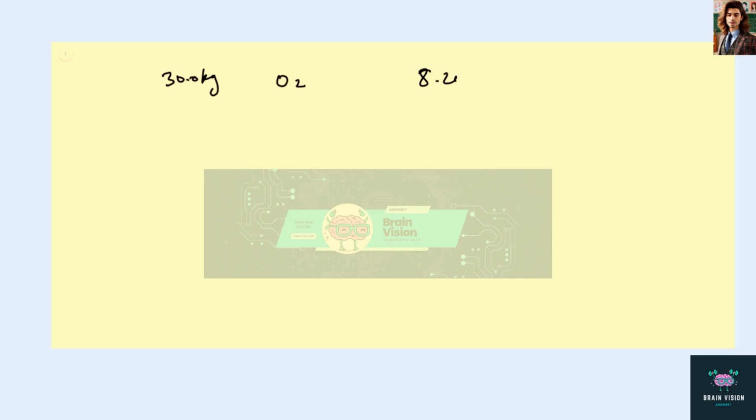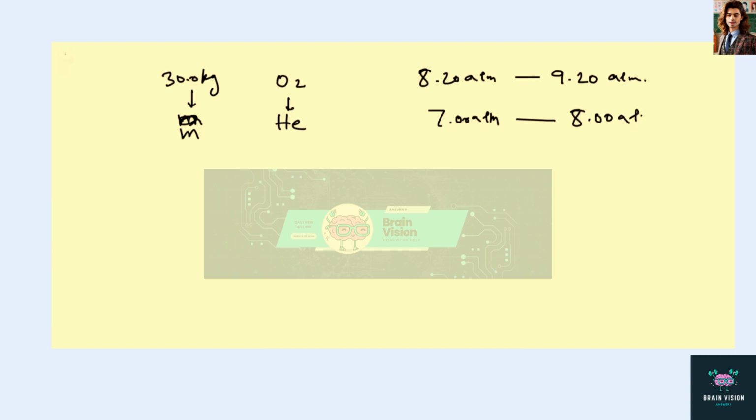So we have 30 kilograms of oxygen at 8.20 gauge pressure of atmosphere, which means the real pressure is 9.20 atmospheres. And we want to replace oxygen with helium, and we want to find out what mass m will correspond to 7 atmosphere gauge pressure, which means the real pressure will be 8 atmospheres.